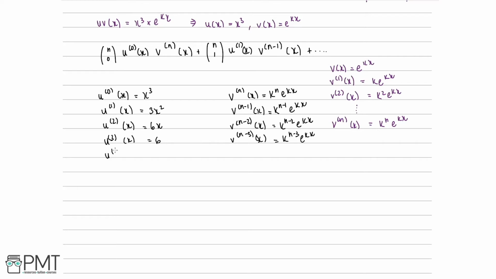Our fourth derivative of u will be 0. And so will our fifth derivative, and so will our sixth derivative, and so on, because if you differentiate 0, you're just going to get 0 again. And thus, once you reach the fourth derivative of u, every single differentiated function after that will just be 0.